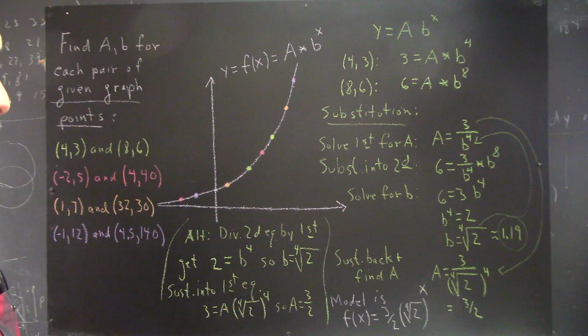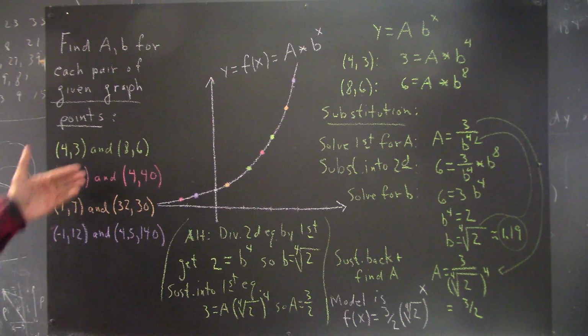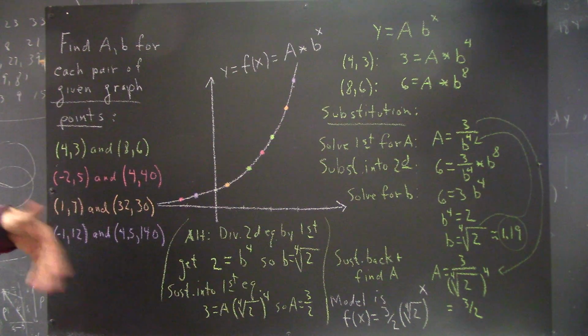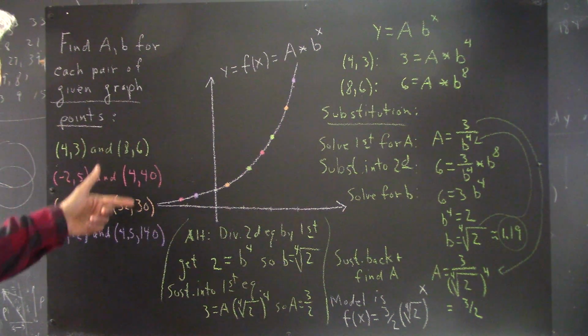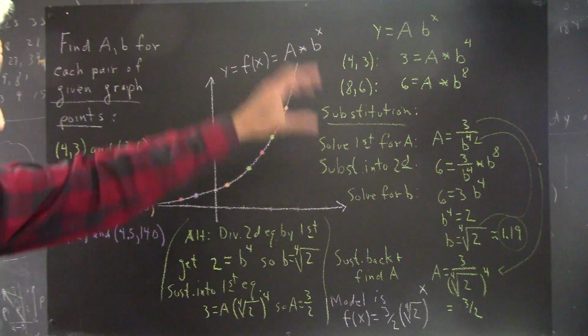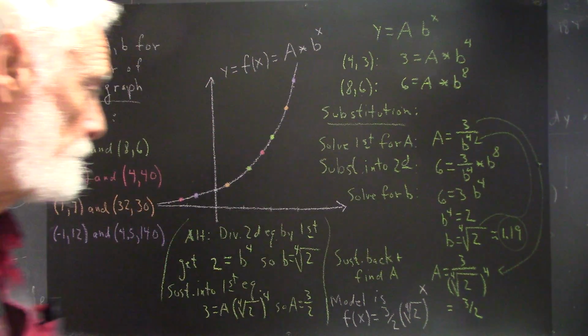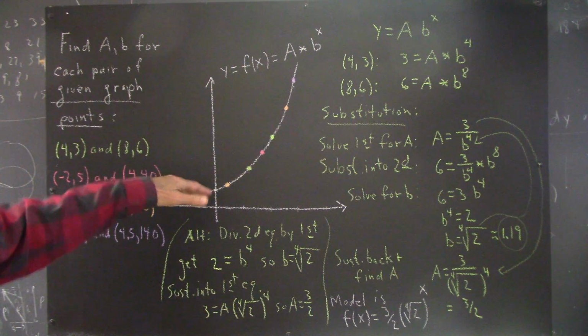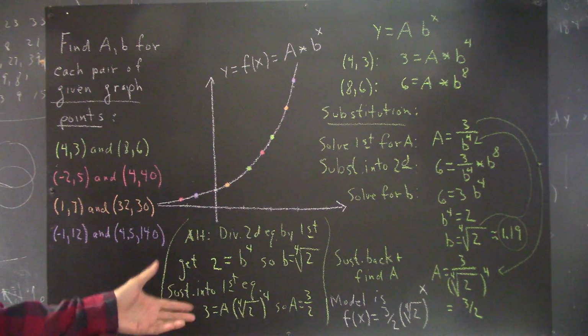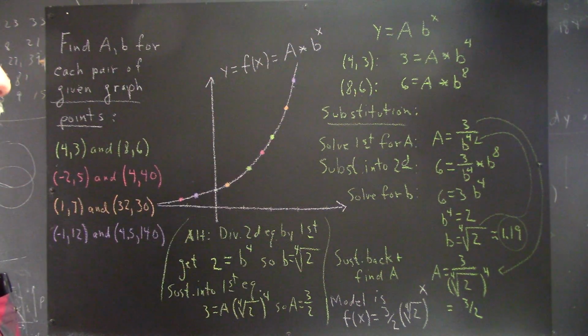Okay? Well, the same process is going to work for each of these points, so you need to run that through for each pair of points. We can do the same thing. We get the two simultaneous equations. We can solve it by substitution. We can solve it by dividing one equation by another, which eliminates the variable A. So that's actually a process of elimination.